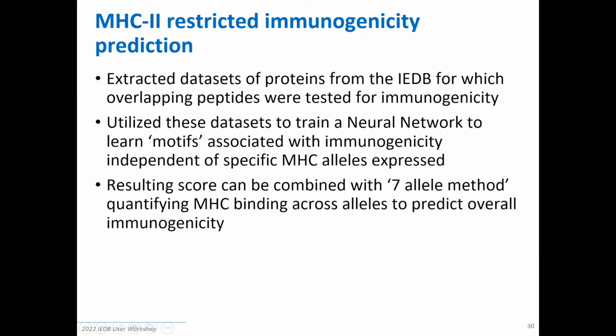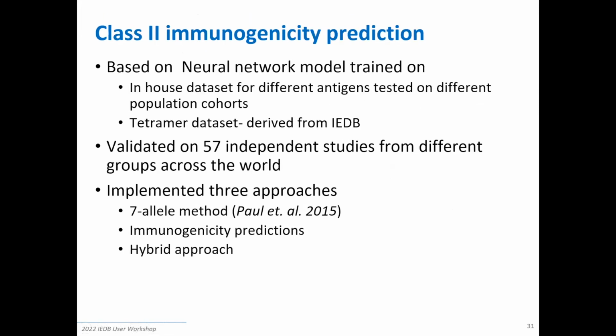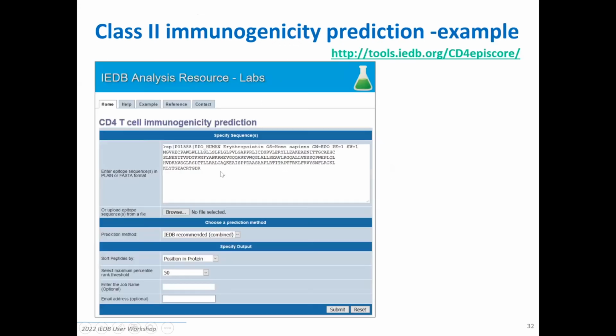immunogenicity predictions. There we've done something similar to what we tried for class 1, and tried to actually train a neural network on peptides that were immunogenic versus others that were not at similar MHC binding affinity. And we can combine these scores then with MHC binding affinity predictions. So here's the immunogenicity prediction for class 2.